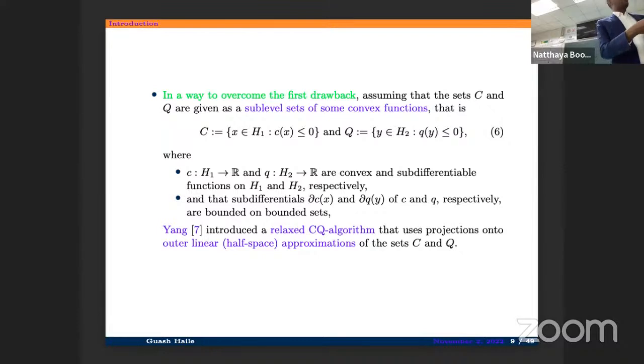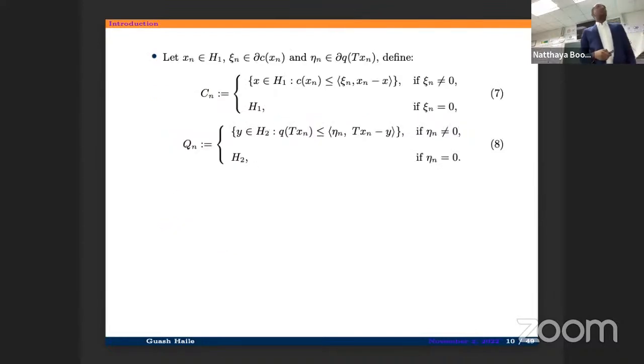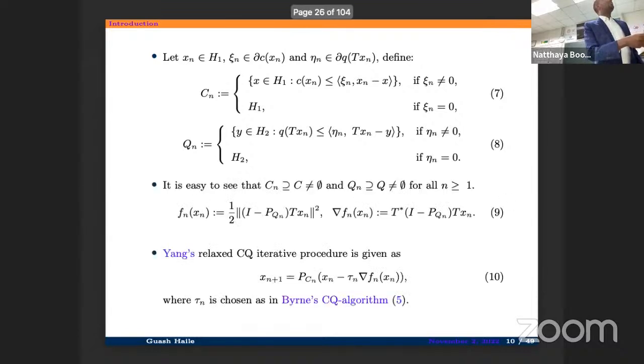And then after this, they defined these two sets. So for xn in H1, the subgradient is in the subdifferential of the first function C, and the one for yn is in the subdifferential of the second function Q. So they define these sets Cn and Qn, where Cn is H1 if the subdifferential is 0, otherwise it is given in this form. And Qn is H2 itself if the subdifferential is 0, and otherwise it is given in this form. So it is easy to see that these two sets are supersets of the involved sets C and Q for all n greater than or equal to 1.